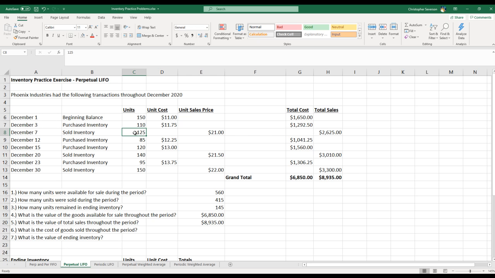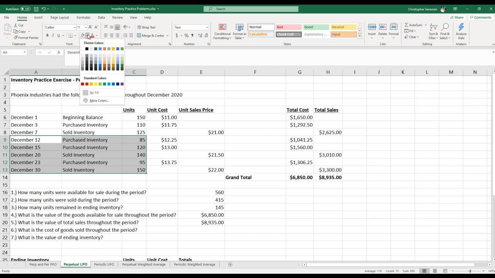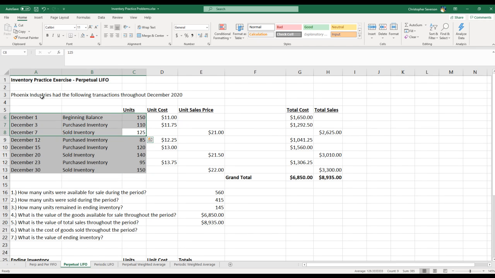This is perpetual LIFO. What perpetual means is that every time we have a sale, we're going to be doing our debit to cost of goods sold, credit to inventory, that journal entry. We're going to be doing that every single time we have a sale. As such, on December 7th, we need to know what costs we're going to use. Now, in real life, on December 7th, we do not know what this information is. This hasn't existed yet. So under perpetual, we can only deal with what we have at that time. That's the challenge to perpetual.